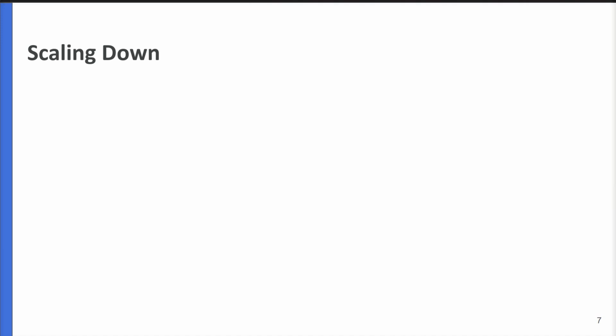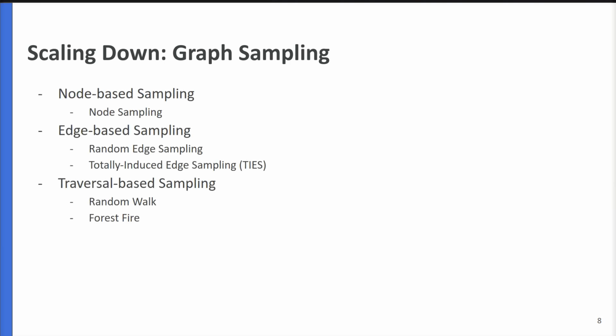Now, when it comes to scaling down, there already exists work on graph sampling to obtain a reduced representative sample from an original graph. These sampling algorithms can be generally put into three main categories: node-based, edge-based, and traversal-based sampling. And the sampling algorithms generally try to preserve as many properties of the original graph as possible, or focus on preserving certain properties of the graph.